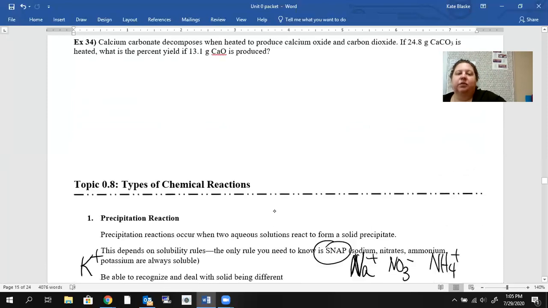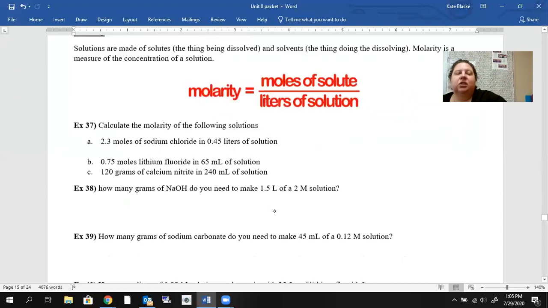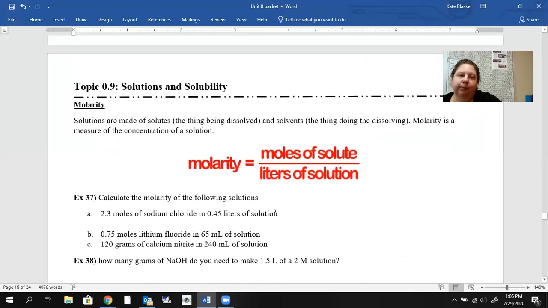So there's some practice problems for that. I'm also going to tie in section 0.9 into this, talking about molarity. Now, molarity is something that we covered in first year chem. Molarity is the measure of the concentration of a solution. So it's the moles of solute divided by the liters of the total solution.